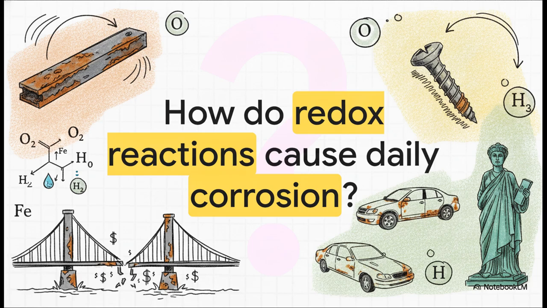Which kind of leaves us with a massive question to ponder. We know how to track the oxygen, we know how to track the hydrogen, and we can decode the equations. But how exactly are these silent redox reactions systematically eating away at the entire metal world around us? How does the simple loss and gain of an electron translate into literally billions of dollars in structural decay? Think about that the next time you see a rusty piece of iron.